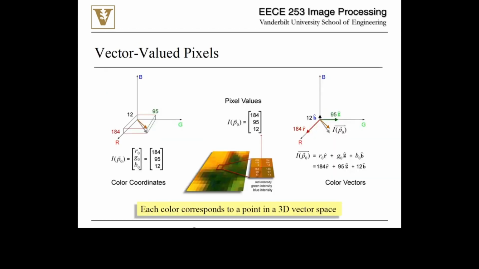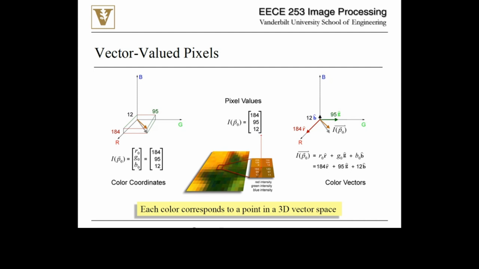So let's start representing our vector space. Let's say that we have our RGB bases. Those are the basic vectors in this three-dimensional vector space. And then you have some particular color. So you have a pixel, and that pixel has these values.